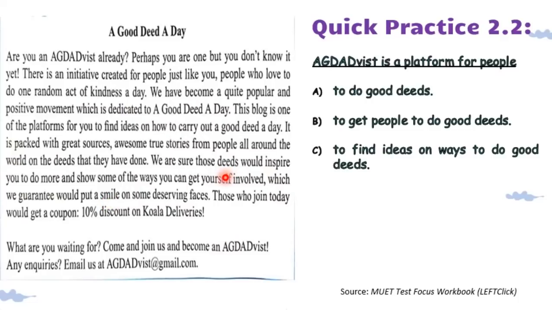Now, if you skim or scan this again, you will see very clearly that this particular platform is used to, yes, it is used to find ideas on how to carry out a good deed a day. So it's very clearly stated. So look at the options again. What would be the answer? Yes, you are right. The answer is C, to find ideas on ways to do good deeds.